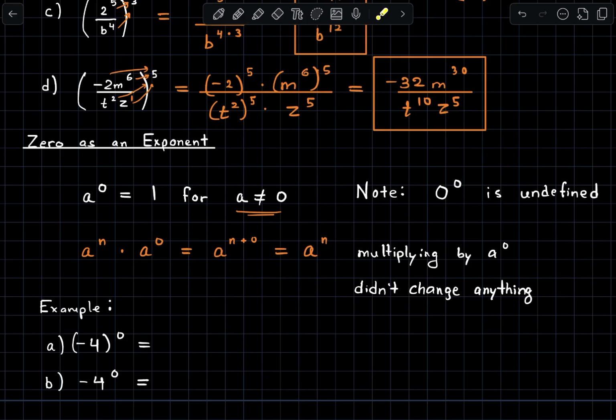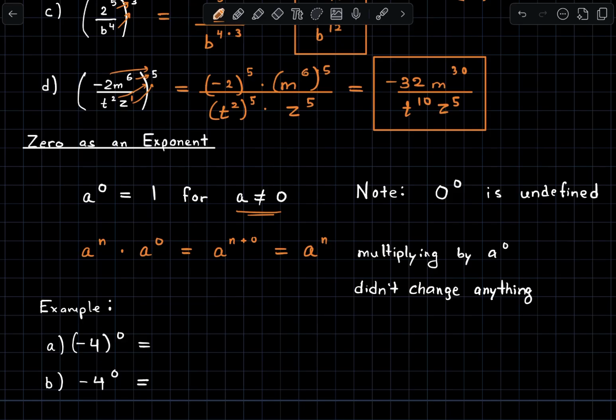The reason for this is, suppose you had a to the n power times a to the 0 power. Well, according to our product rule, we have to add these powers. When there's a product with the same base, we're just going to do the addition here, n plus 0. Anything plus 0 is just itself, so it just comes out to a to the n power. So multiplying by a to the 0 here didn't actually change anything. It's no different than if we just had multiplied by 1. If we just multiplied a to the n times 1, we would have just been left with a to the n. That's the situation here.